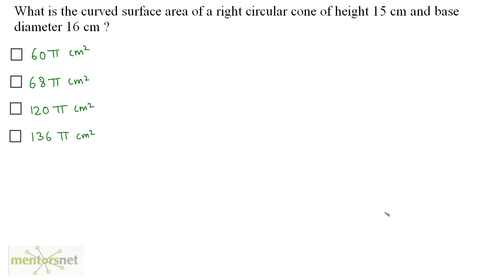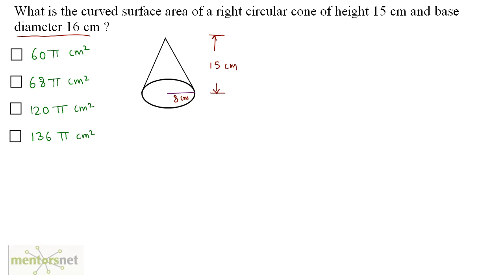What is the curved surface area of a right circular cone of height 15 centimeters and base diameter 16 centimeters? So this is our cone. We have been given its diameter as 16 centimeters. So I can say that the radius of the base is 8 centimeters, half of the diameter. And we have been given the height of this cone, that is 15 centimeters.